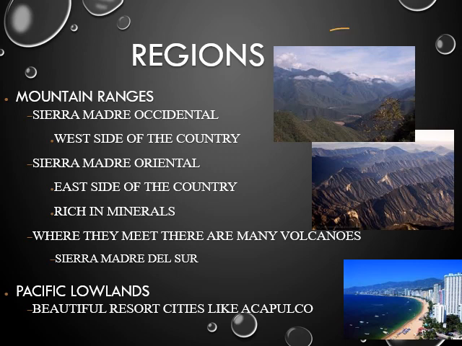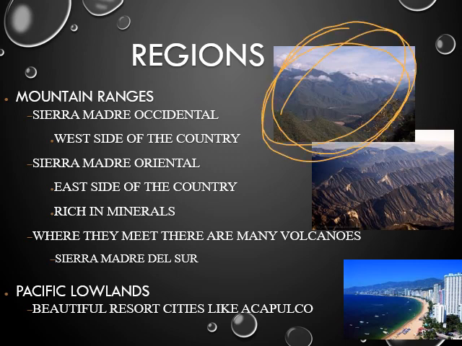The Occidental look a little bit more like our Rockies, as you can see up here. And the Oriental look even a little bit younger, so they look a little bit sharper. And they're this picture right here. And because they're younger, they have an awful lot of minerals and metals and things like that that can be dug out of them and are very valuable to people. And so they're a good place for mining and things like that.